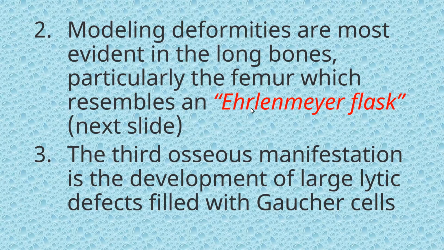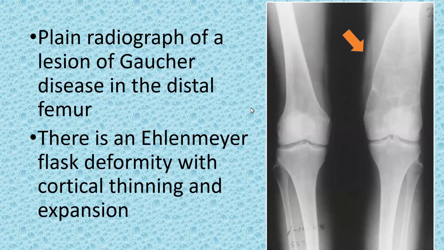The third osseous manifestation is the development of large lytic defects filled with Gaucher's cells. This shows you, on the right-hand side as you're looking at it, enlargement of the distal femur. This is what we call a reversed Erlenmeyer flask deformity.